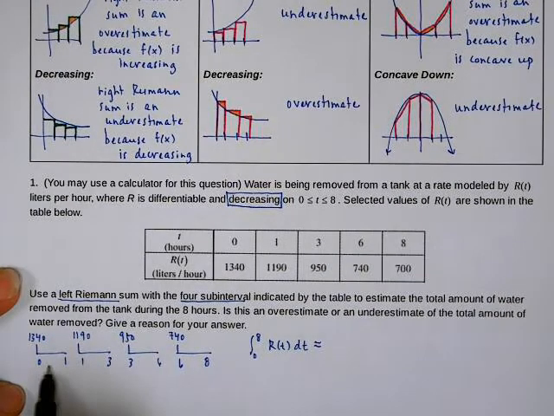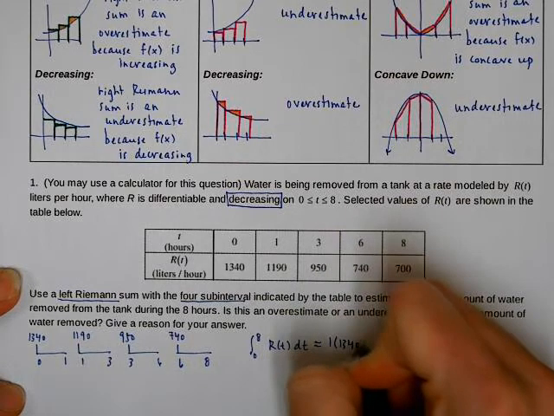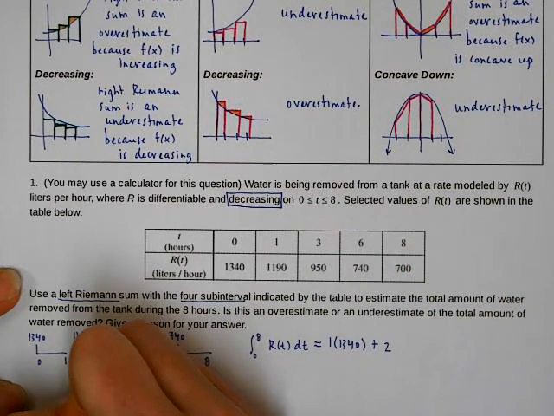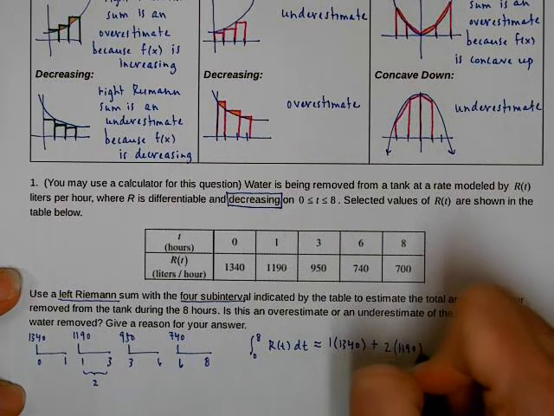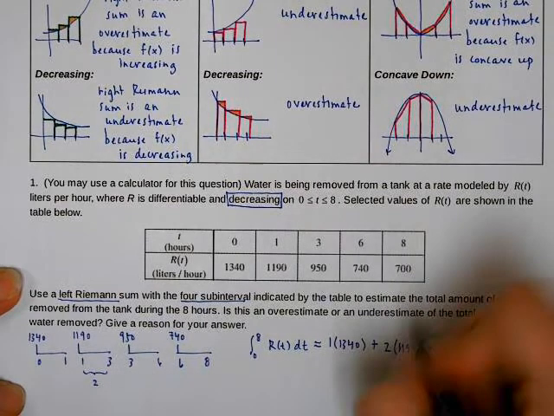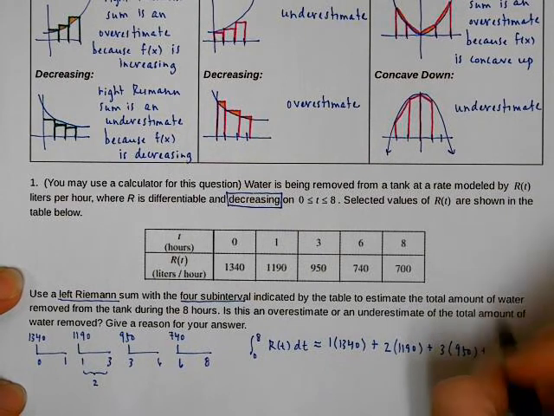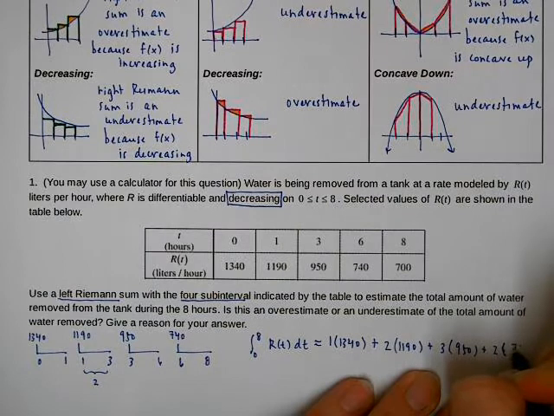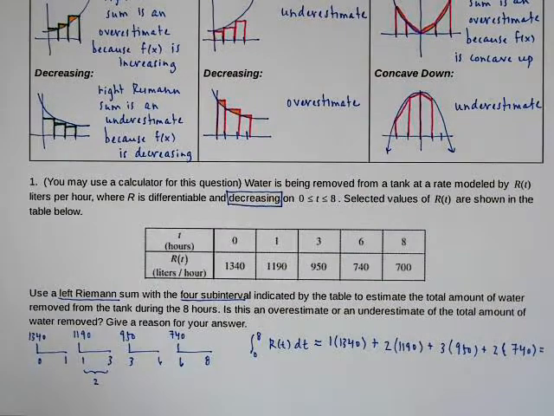So my first one, the base is 1. The height is 1,340. Plus, now I have a base of 2. We can mark that there. The length from 1 to 3 is 2. So 2 times 1190. Plus, this is going to be 3 times 950. Plus, what do we have? 2 times 740. And let's see what that gives us. I'm going to use my calculator really quick.